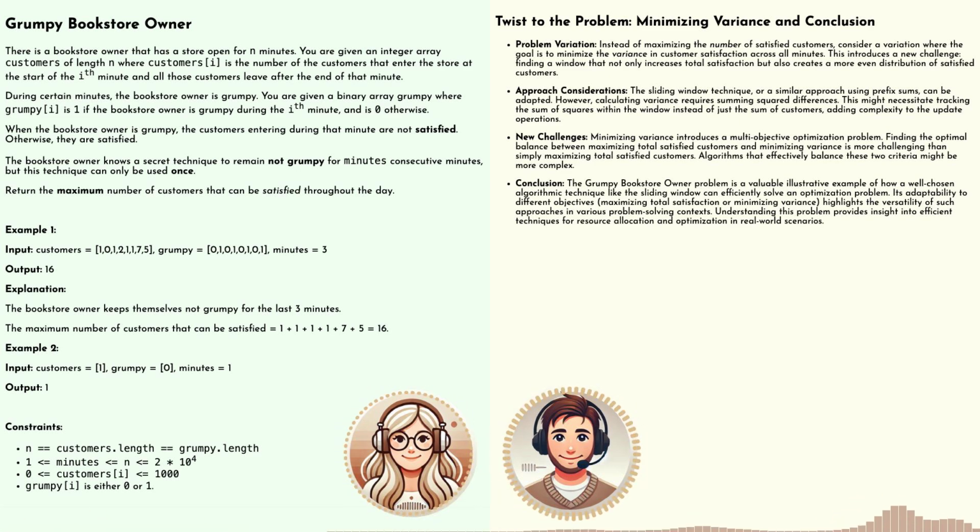Right. The sliding window and the prefix sum, those are great for finding that one optimal window. Yeah. But this new goal, minimizing the variance, that feels different. Would those techniques still work here? They might not be the best fit for this kind of goal. We might need to look at other algorithms that are designed to minimize variance, tools that are better at smoothing things out and creating that balance.